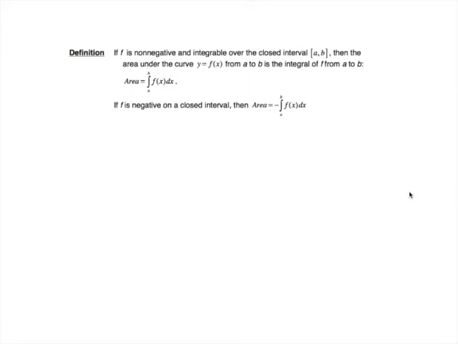So more about areas now. If f is non-negative and integrable over the closed interval [a, b], then the area under the curve from a to b is the integral of f from a to b. If f is negative, then the area is minus the integral from a to b of f(x) dx. This is why we call the integral a signed area. As long as we are above the x-axis, it represents the area, but once the graph goes below the x-axis, then we have to change the sign. So the area is always positive, but the integral can be negative.